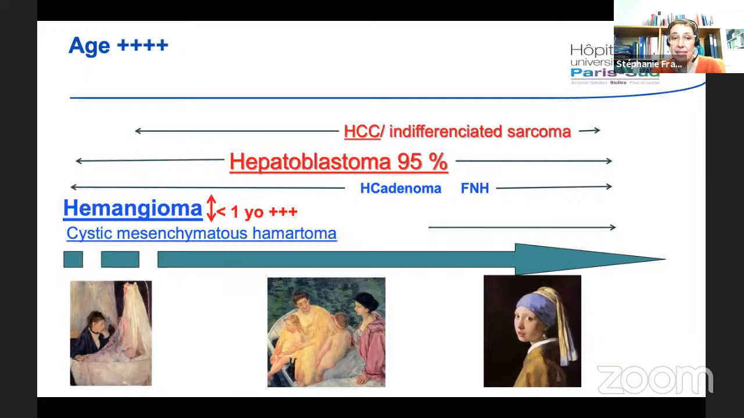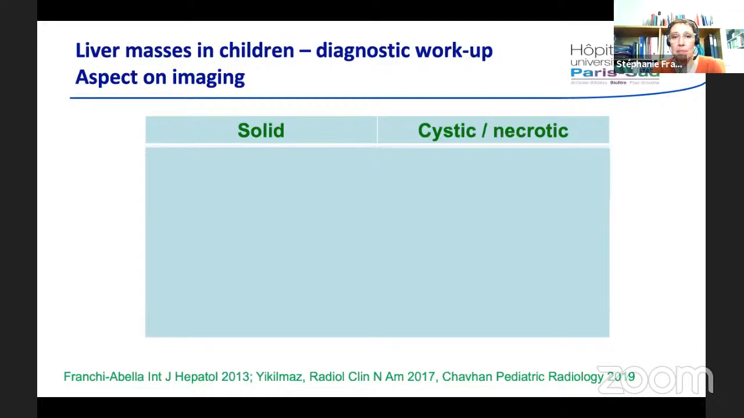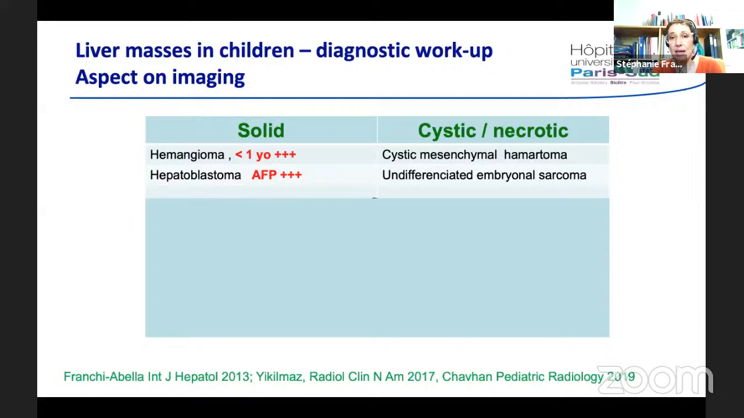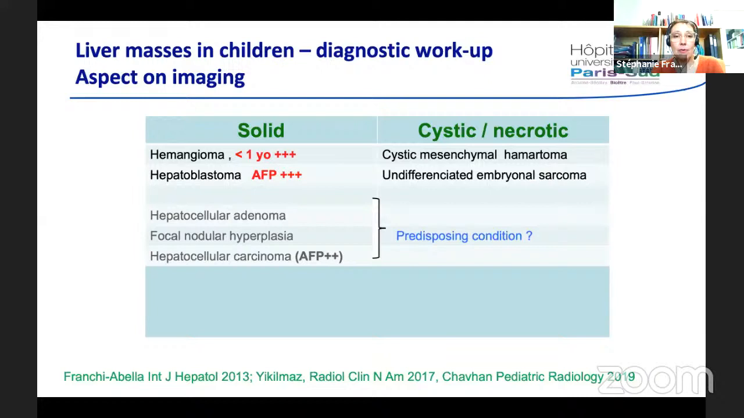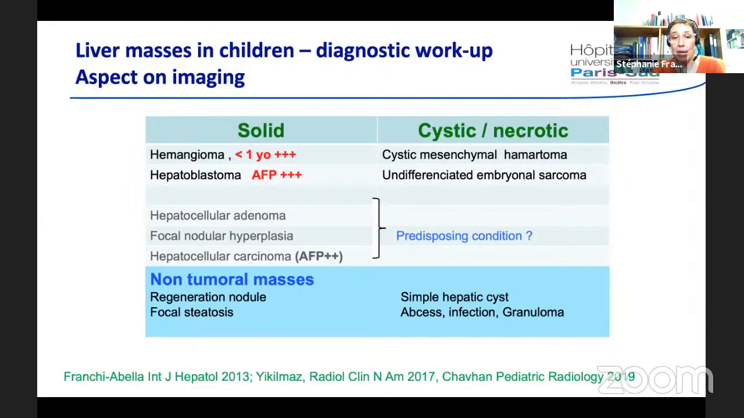If we look now at the aspect on imaging, when you have a solid lesion, it would be mostly hemangioma when it's less than 1 year old and hepatoblastoma when it's associated with elevated alpha fetoprotein. When the lesion is cystic or very necrotic, then the two diagnoses are cystic mesenchymal hamartoma for the benign lesion in the youngest and undifferentiated embryonal sarcoma in older children, and it's a malignant lesion. Of course, in the solid lesion, when you have adenoma, focal nodular hyperplasia, or HCC, you have to search for predisposing conditions. So you will search for signs of chronic liver disease or vascular malformation. And of course, you will have to think about non-tumoral masses, regeneration nodules, focal steatosis, simple hepatitis, abscesses, infection, granulomas. So we're going to see some examples of these pathologies.